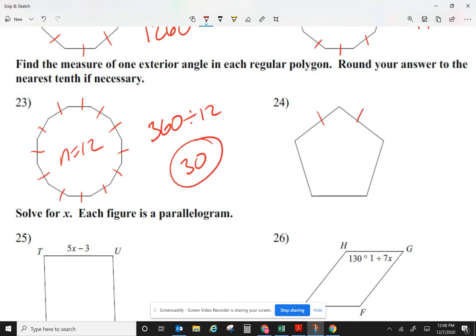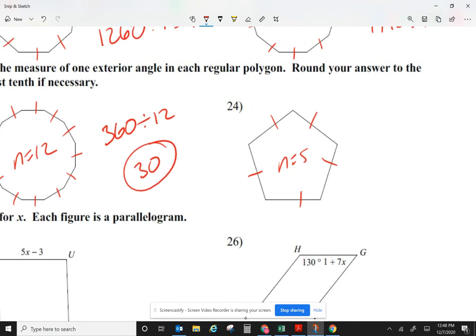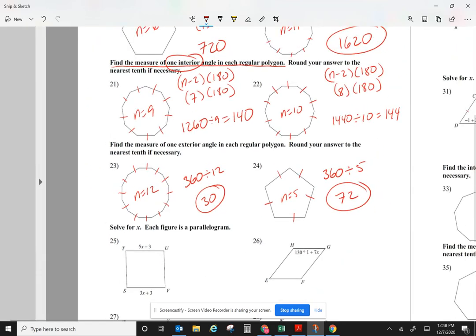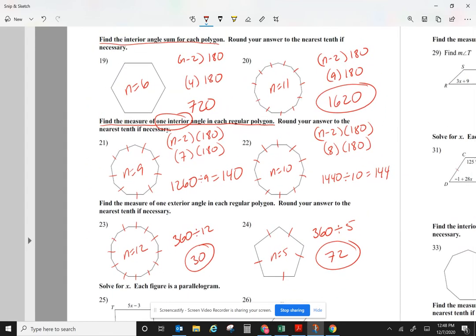Looking at number 24, I have 5 sides. That means I have 5 angles. I know all of the angles on the outside always add up to 360, always. Let me divide it by 5 because there are 5 of them. That means each of them is 72 degrees. The angles on the inside do have a formula, n minus 2 times 180. That's how much all of them add up to. Now the angles on the outside, the exterior angles, all of them add up to 360.